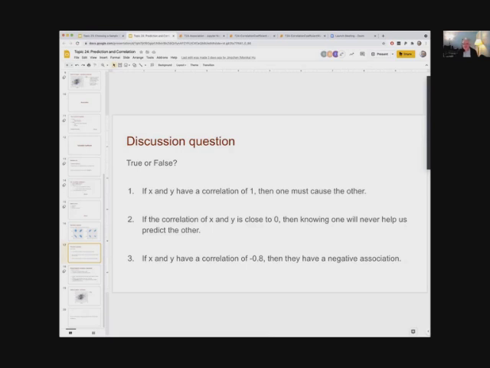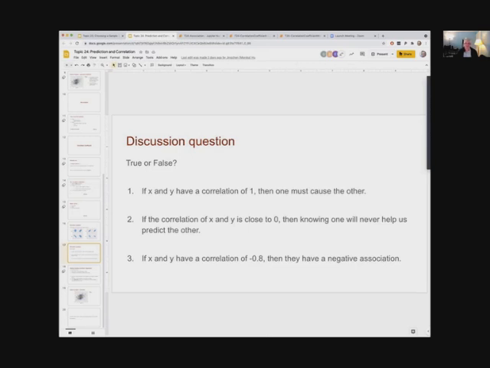And if that was the case, and we looked at that example of y equals x squared, that had a correlation of 0, but if we knew the model, and we knew that it was an x squared relationship, well, knowing one would be very predictive of the other. So we can't say that in all cases. We can say that if there's a linear relationship, it wouldn't be.